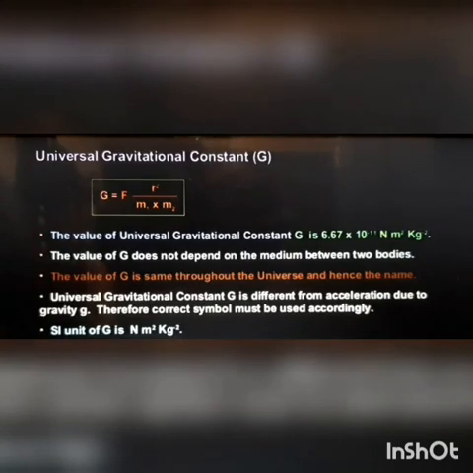The value of G is the same throughout the universe, and hence the name. That means it is called universal gravitational constant since its value remains constant all throughout the universe. But we need to be very careful about using capital G and small g. Capital G represents universal gravitational constant, whereas small g represents acceleration due to gravity, and we should always use whichever is required. The SI unit of capital G is Newton meter square per kg square. So these are some of the important things that we should know about the universal gravitational constant.